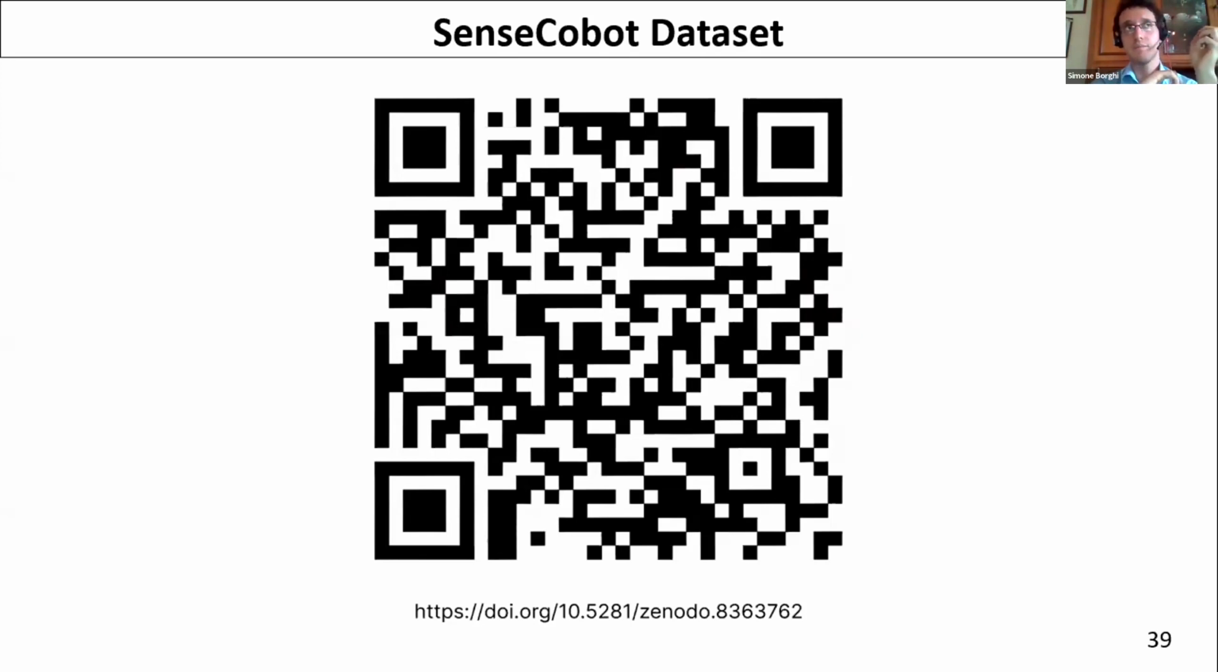We believe that the multimodality of the SenseCobot dataset could provide a more complete source for the investigation of the user's stress-related psychophysiological response in the human-robot interaction context, but in general also in Industry 5.0.